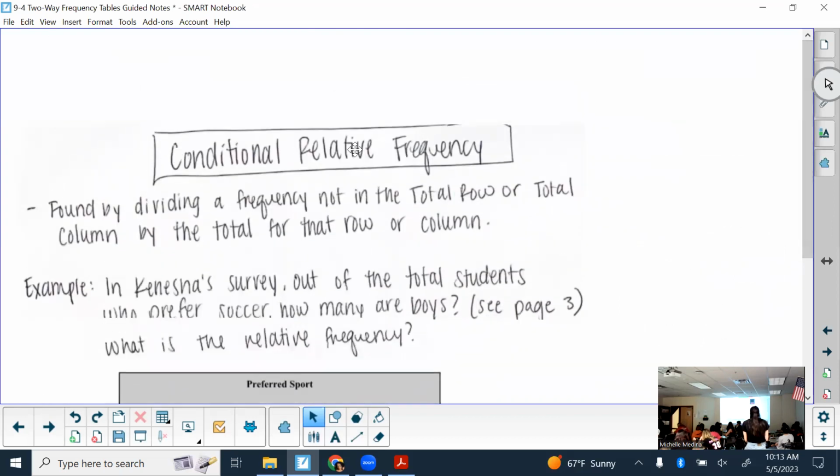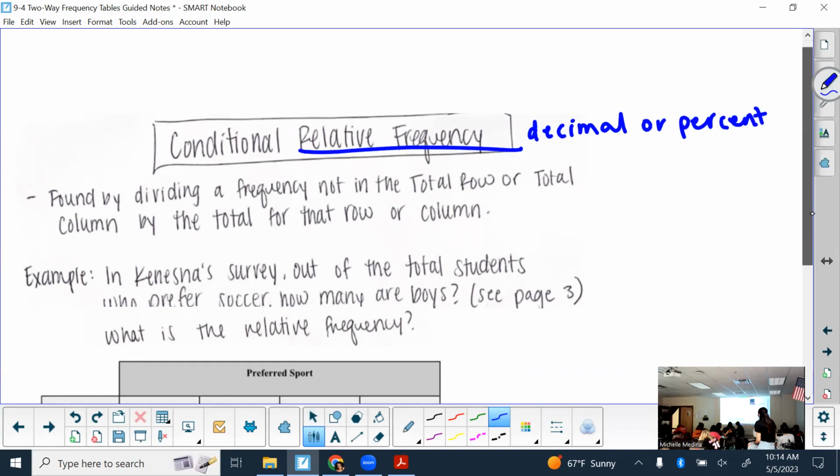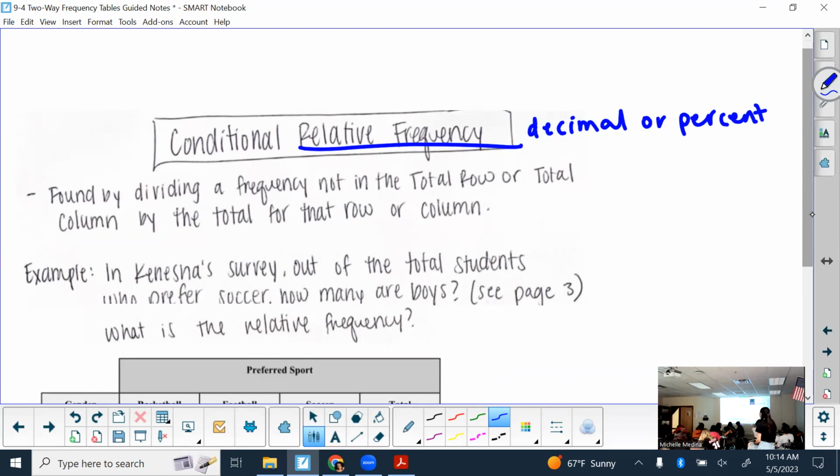Okay, so conditional relative frequency is another type of relative frequency. So you should automatically be thinking decimal or percent because it says relative frequency. And usually the question won't say, what's the conditional relative frequency of blah, blah, blah. It usually won't say that. But the difference between that and the other type of relative frequencies is what you're dividing by. So you're essentially not dividing by the grand total. It's found by dividing a frequency not in the total row or total column by the total for that row or column, which will make sense when we're using it.